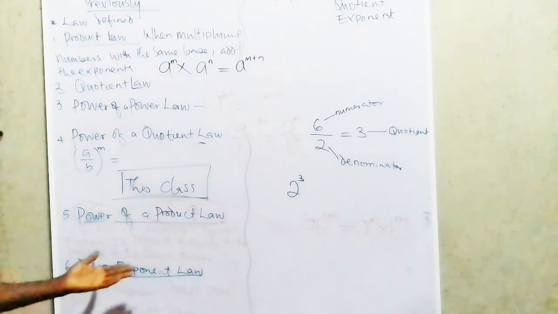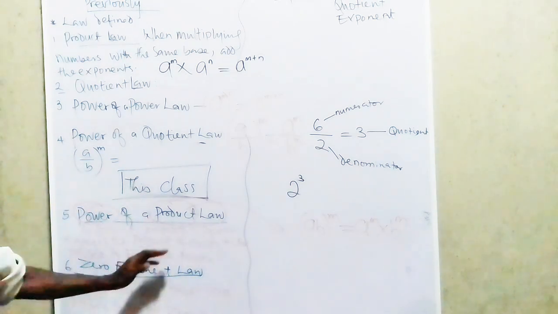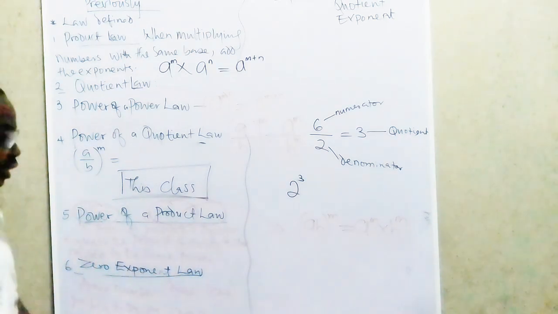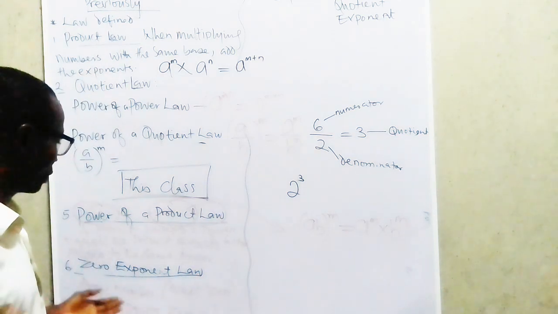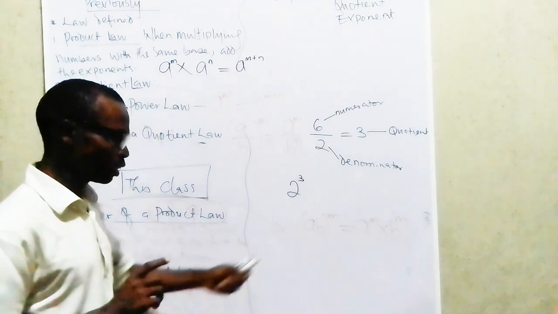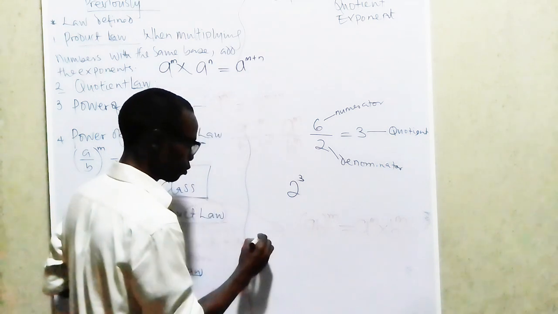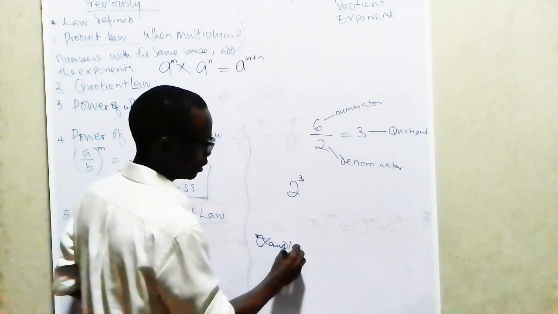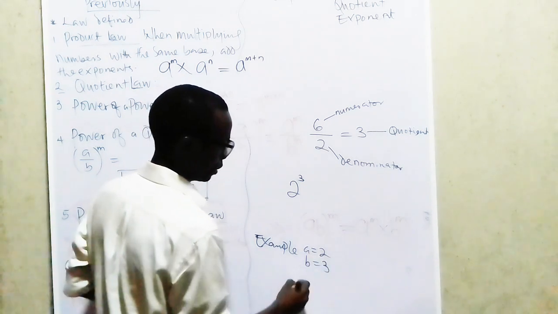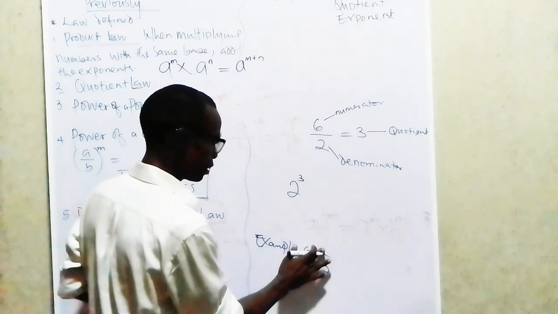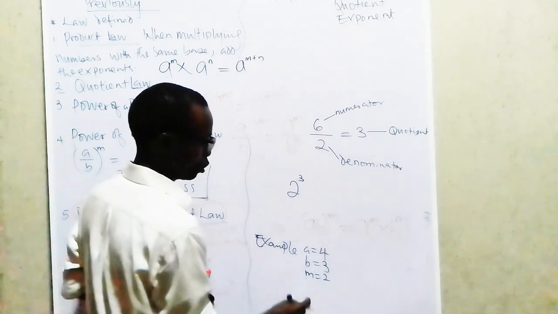Now, it says a product raised to a power equals the product of each factor raised to the same power. Very simple. Now, looking at the next, the zero exponent law. But before I go in, let's do something with numbers. Let's assume, for example, A is equal to 4 and B is equal to 3, and let's say M is equal to 2. So let's go from here.